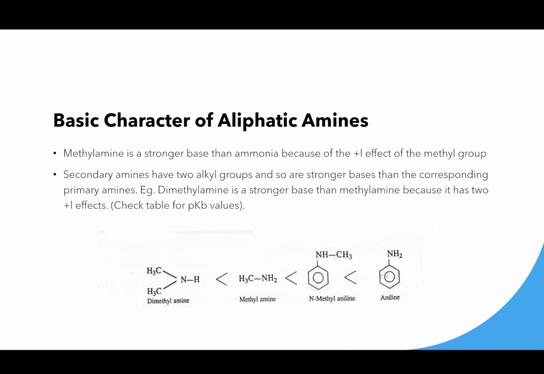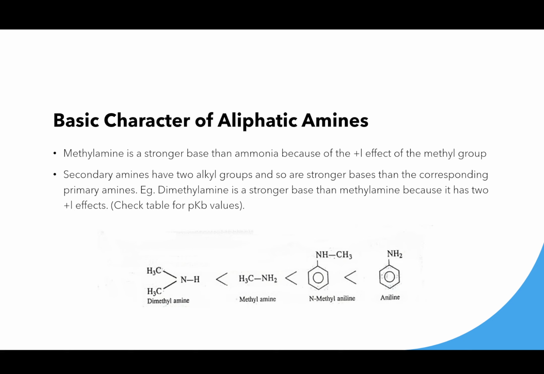Because the more methyl groups you have, the more they donate electrons to the nitrogen, the more they increase the availability of the lone pair on the nitrogen. So as you add more alkyl groups, the nitrogen is more and more available to attach itself to a hydrogen. A base is a hydrogen acceptor. That is what it should do.